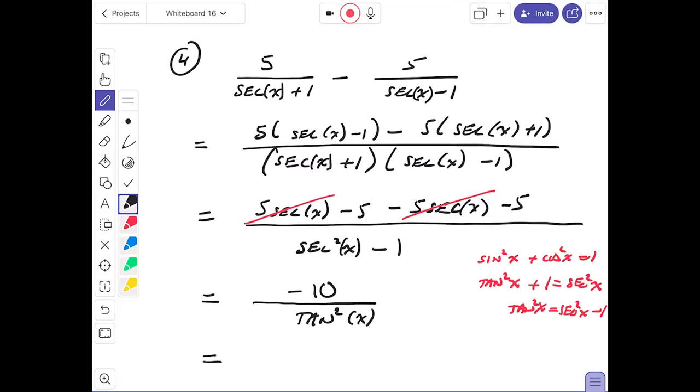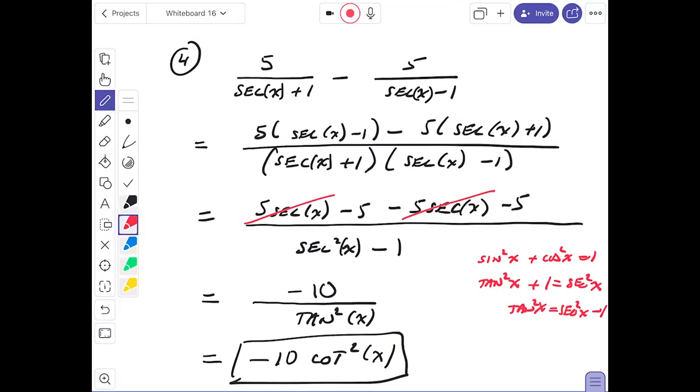What's this going to be? Well, in the simple form, it's minus 10 cotangent squared x. Put a box on that. Again, I'm going to look at my answer key, and I want to make sure I'm staring at that as an answer. It's certainly simpler than what was presented to me. All right, let's go to number 5.